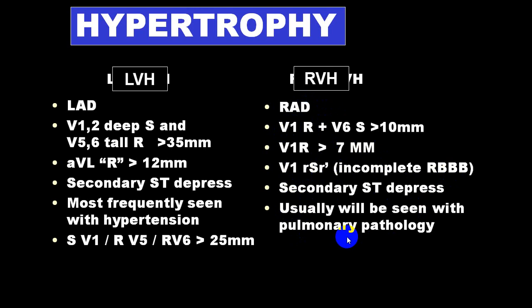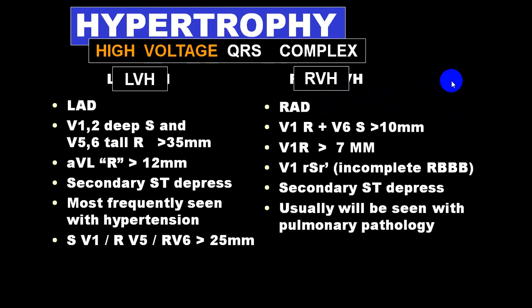And usually you see it in cor pulmonale, or we call COPD, and you can see it also in case of pulmonary stenosis, mitral stenosis, etc. You will have pulmonary hypertension producing an RVH, and associated with that you can have even a right atrial enlargement pattern, which will show you P pulmonale. So this is a high voltage criteria for QRS complex in LVH and RVH.